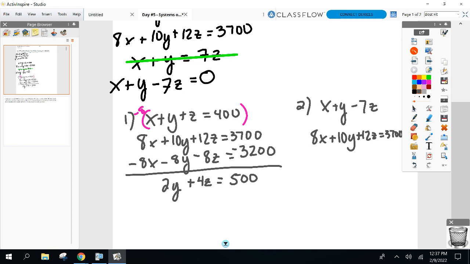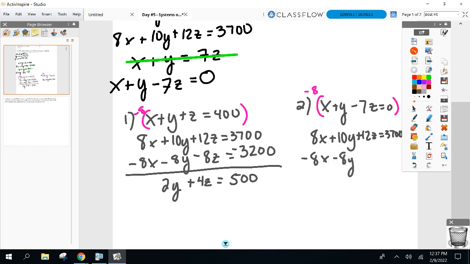But I have to get rid of x again. You have to get rid of the same variable each time. All right, what am I going to multiply the top one by? Negative 8 again, just by coincidence. So negative 8x again, minus 8y.